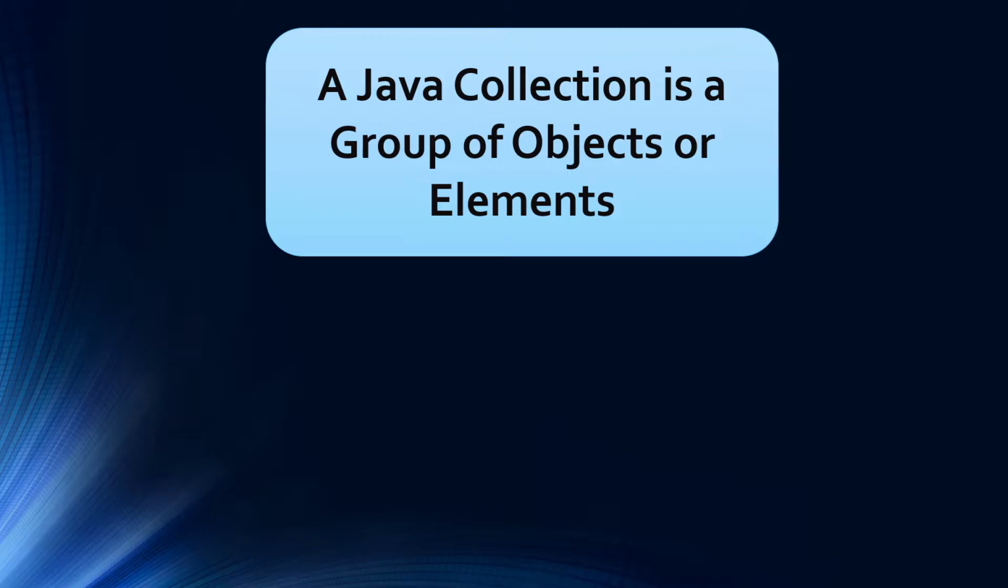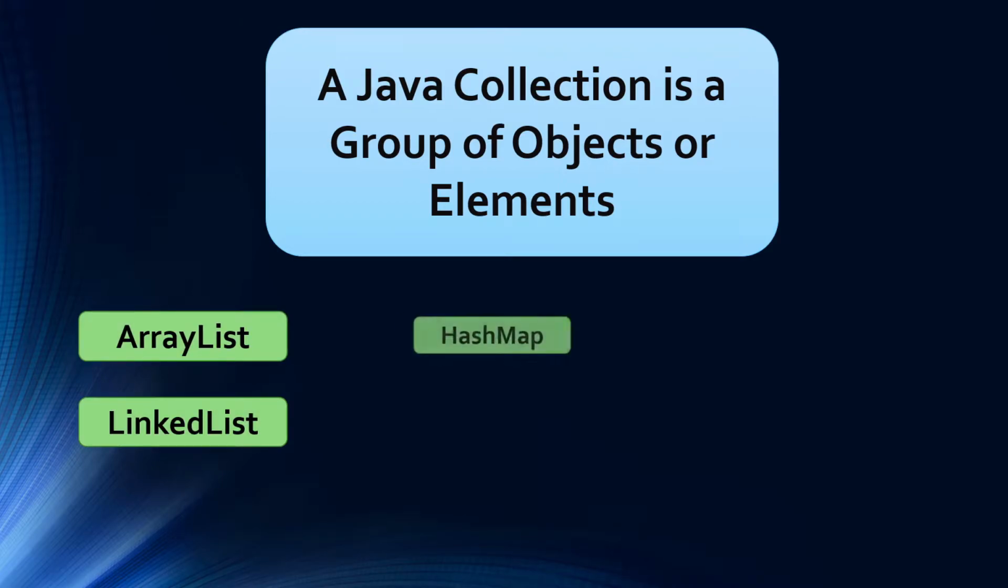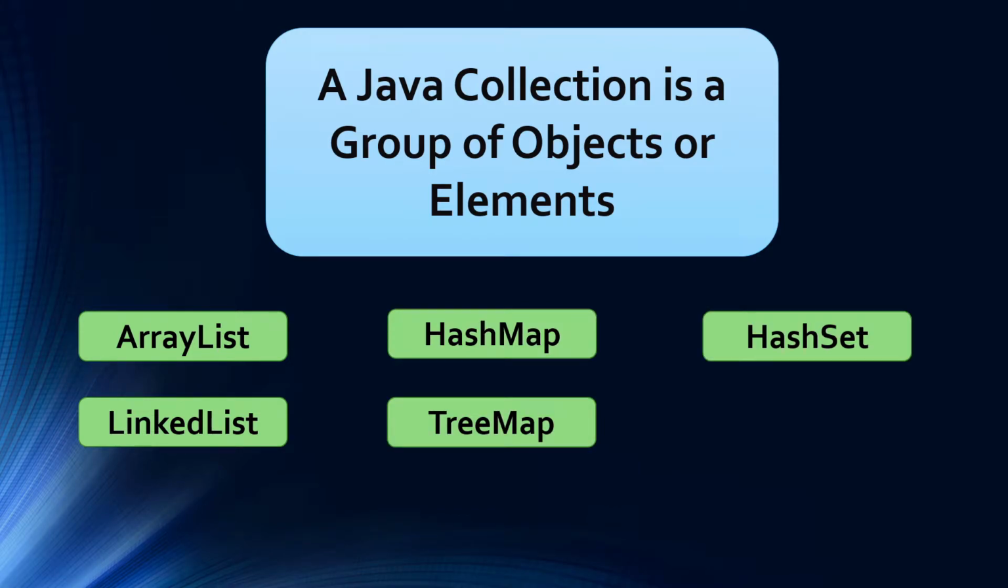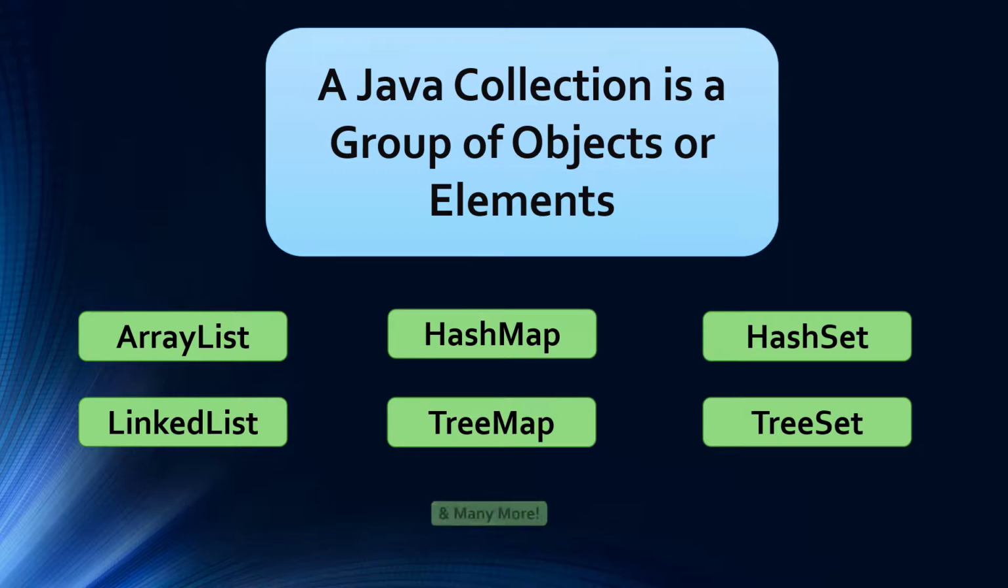For example, when you have a single value, you can store that value in a variable. But what will you do when you have a bunch of values, a group of objects or elements? Then you need a place where you can store all these elements, represented as a single unit. In that scenario, you need a Java collection. There are many inbuilt collections provided by Java APIs, and some examples are array list, linked list, hash map, tree map, hash set, tree set, and many more.